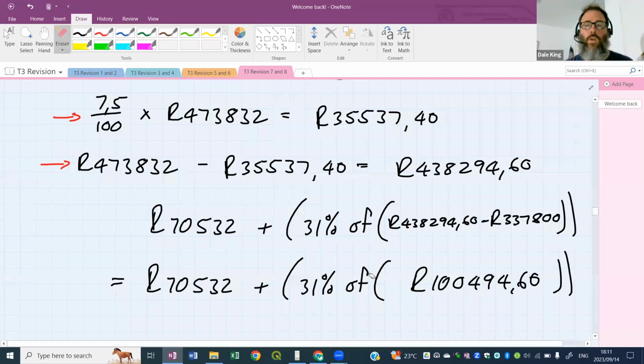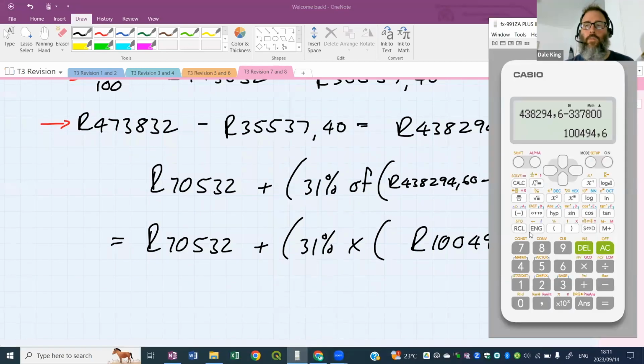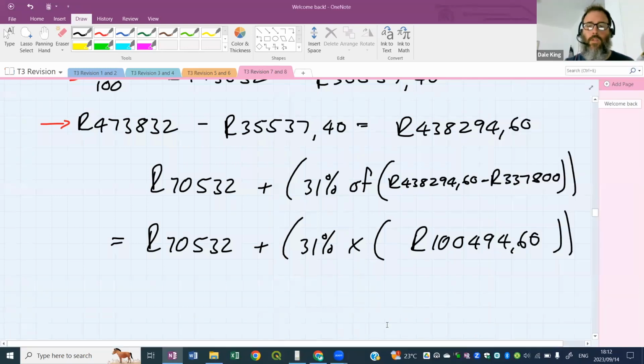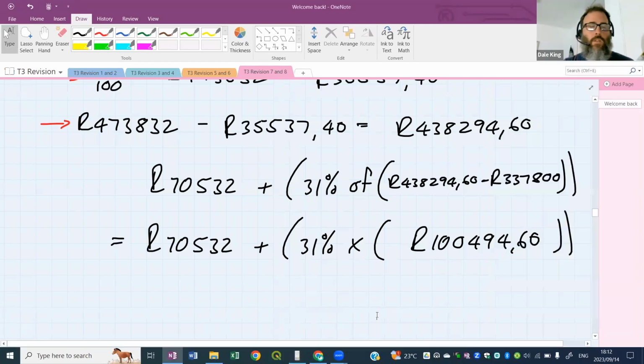Now we need 31% of that, and of means times. So I need to do this step now. Okay. So 31% of that. So what does that look like? That's 31 over 100 times 100,494.6, I think. 494.6. Yep. And that gives us 31,153,326.